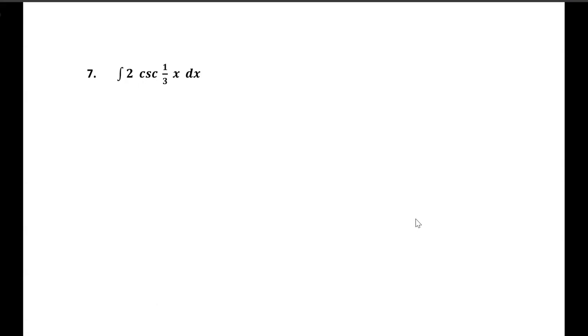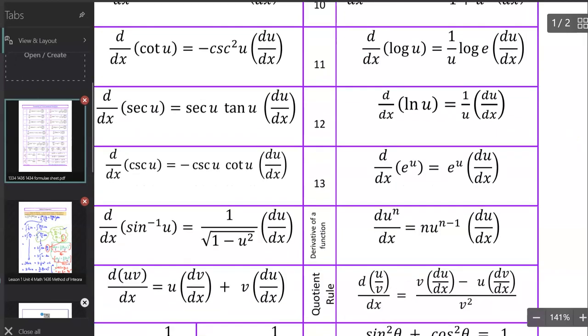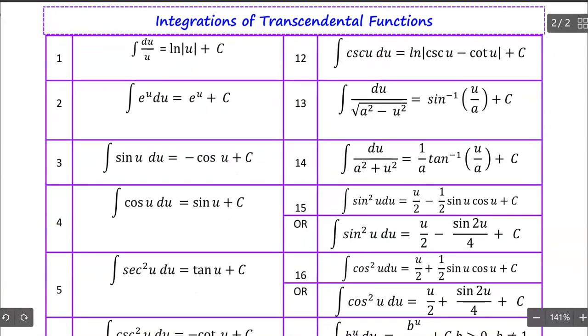So what do I do in this case? I have the integral of 2 times cosecant of 1/3 of x dx. So you go to the formulas and see what you have. On the formulas of integration, you see that there is a formula for cosecant of u du. It's right here. The integral of cosecant u du will be the natural logarithm of the absolute value of cosecant u subtract cotangent of u plus c. So it's very simple. In this case, you are going to let the argument of cosecant equal to u.